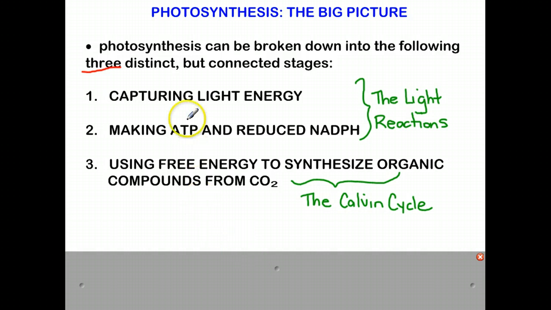These are three descriptions of stages that happen, but if we were to name them just like we did in cellular respiration, where we had four main titles for the various reactions, photosynthesis would have two. The two main named stages are the light reactions and the Calvin cycle.